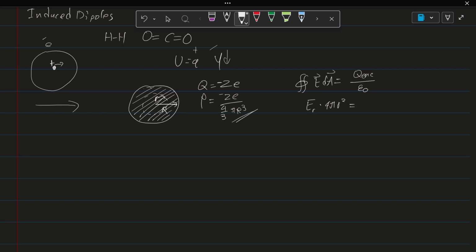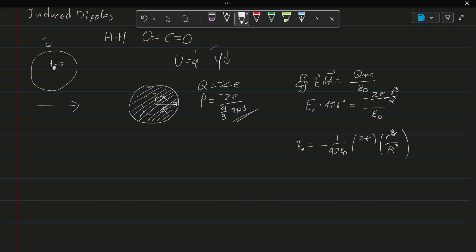Multiply that by volume because it's uniform. So it's negative ZE over r cubed, like so, and you divide it by epsilon 0. So what you would get is that the electric field in the r direction is going to be negative 1 over 4 pi epsilon 0 ZE times r over r cubed, like so.